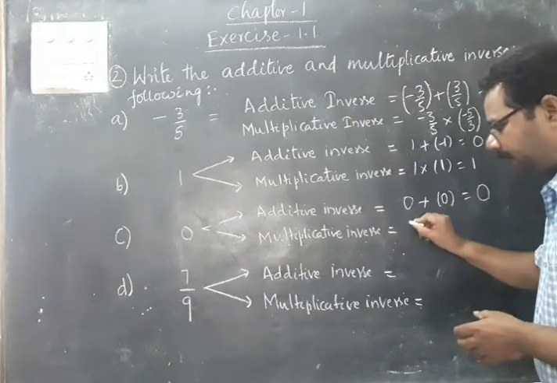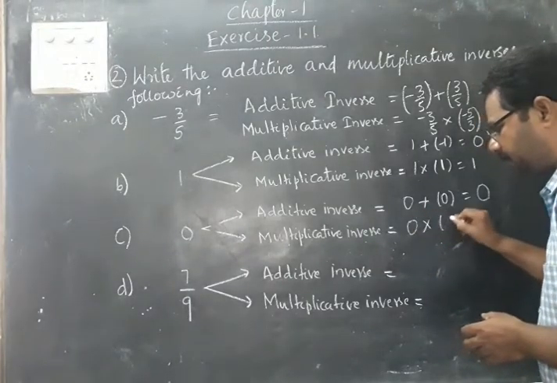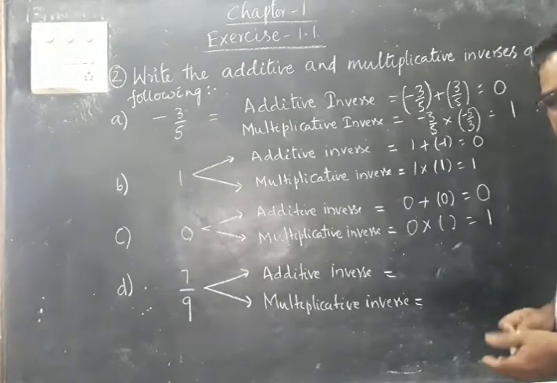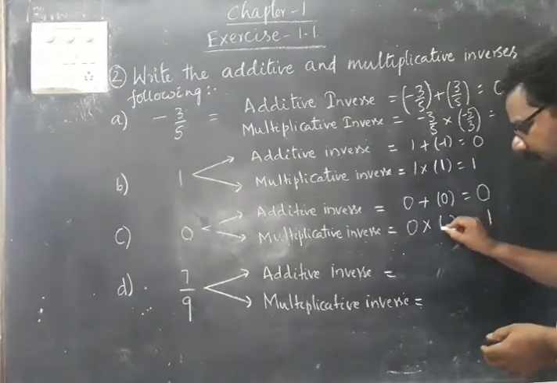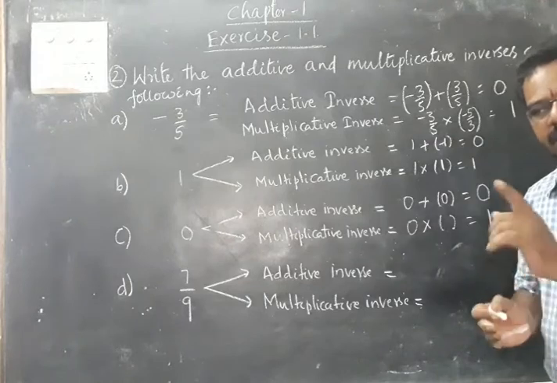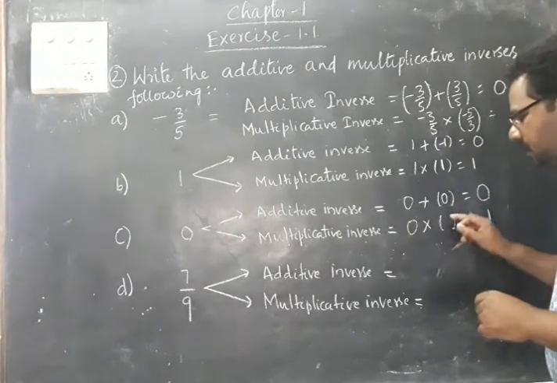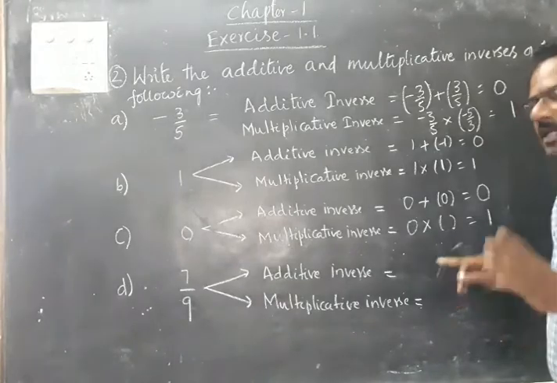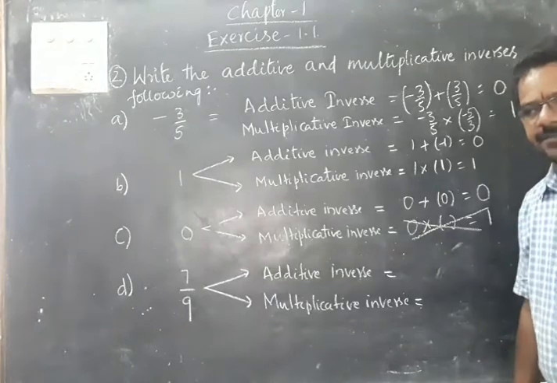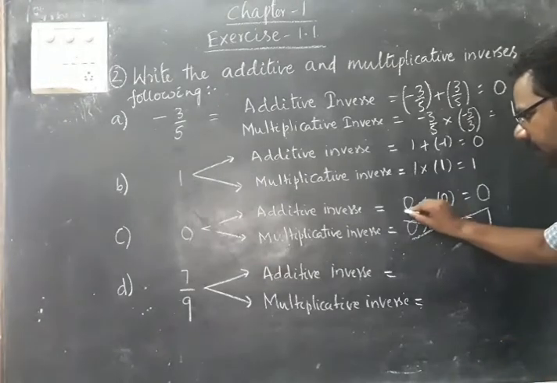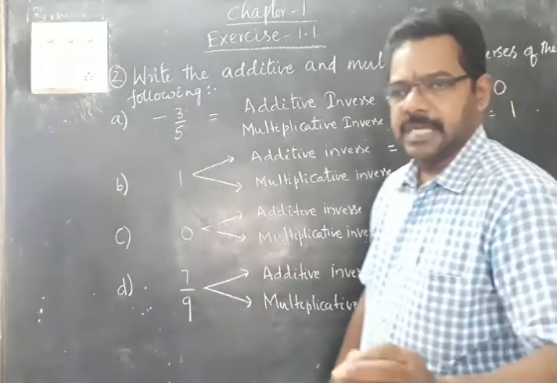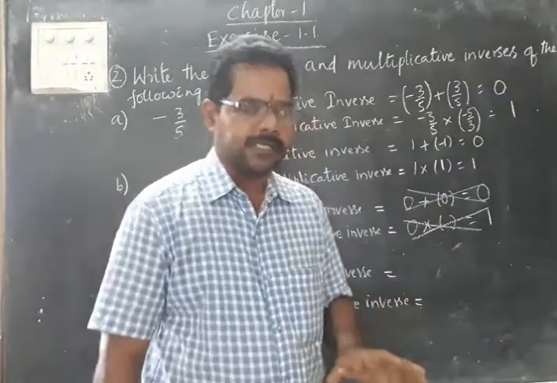Coming to multiplicative inverse, 0 should be multiplied with some number to get the answer 1. Actually 0 is a rational number, we are thinking. If you take 1 by 0, the 0s can be cancelled and we get 1. We can think like that, but that is not correct, because 1 by 0 is not defined. That's why the multiplicative inverse for 0 does not exist.